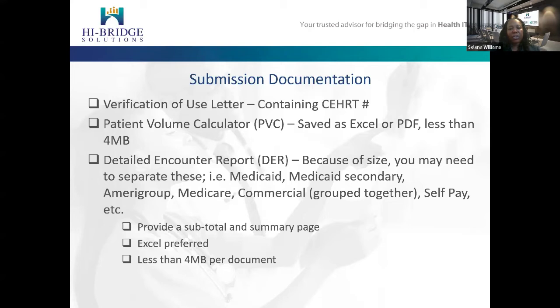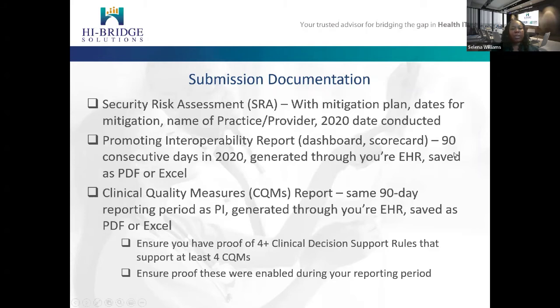Of course, you want to make sure you have it. You've submitted in the past, so make sure you break it down by insurance company, group each one together, and tally those out on the spreadsheet before you complete your PVC. And it says here at the bottom, provide a subtotal and a summary page. Excel preferred. Your security risk assessment, we've gone over that, with the mitigation plan, dates for the mitigation, the name of the practice provider, and the 2020 date conducted.